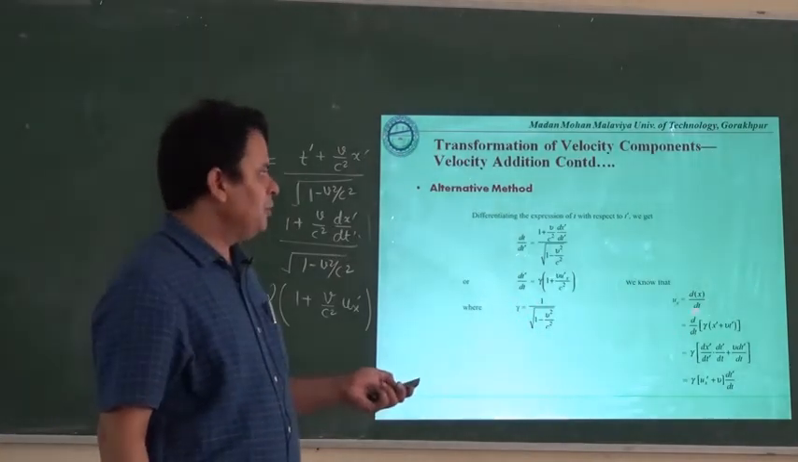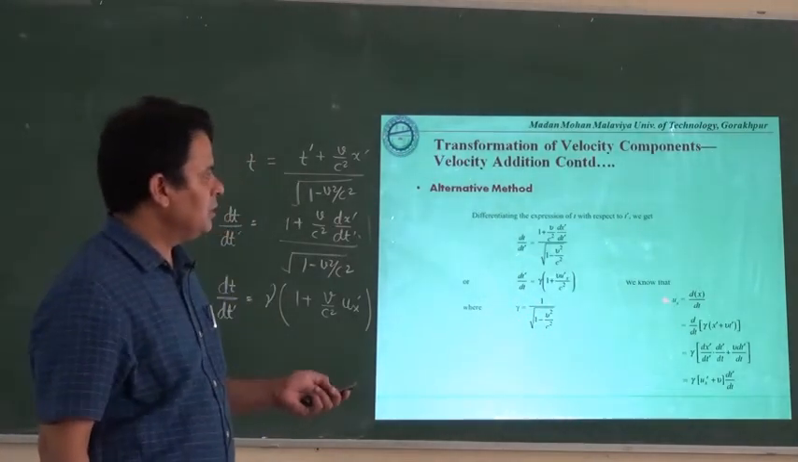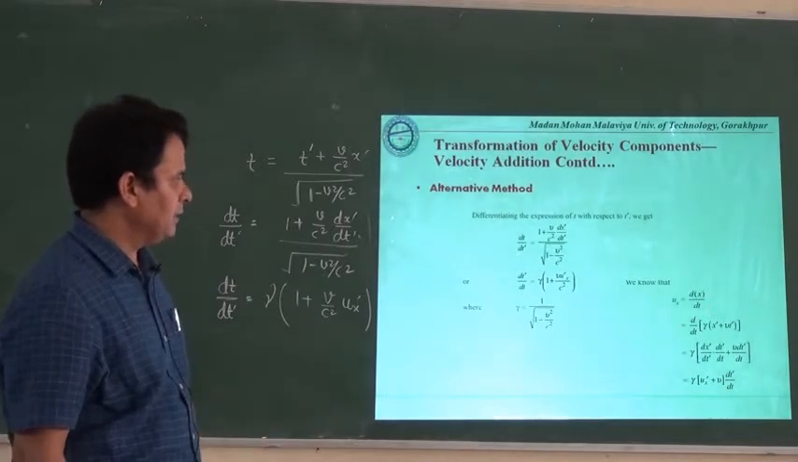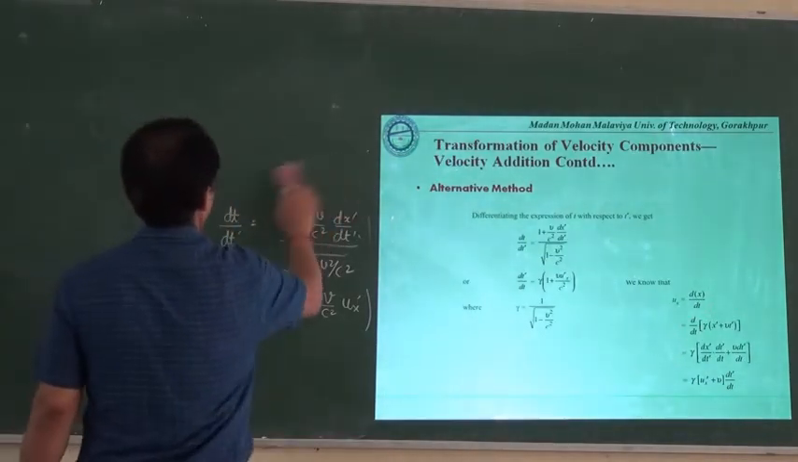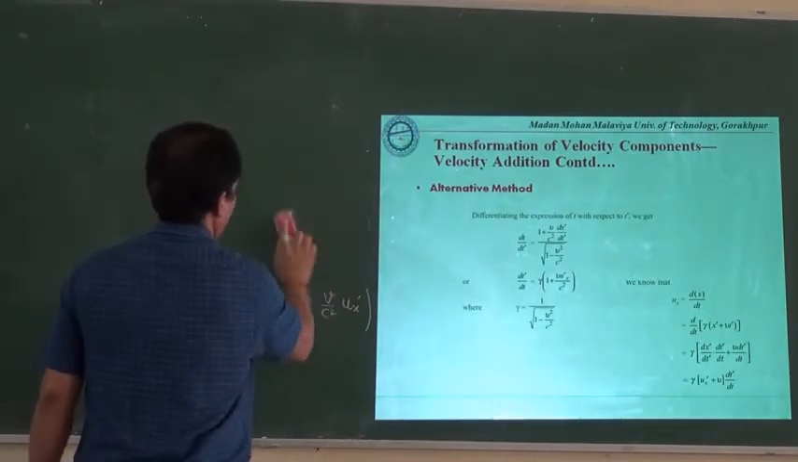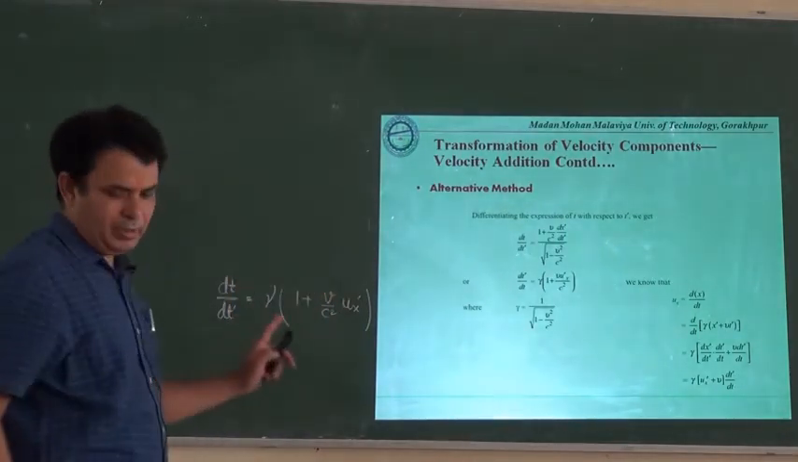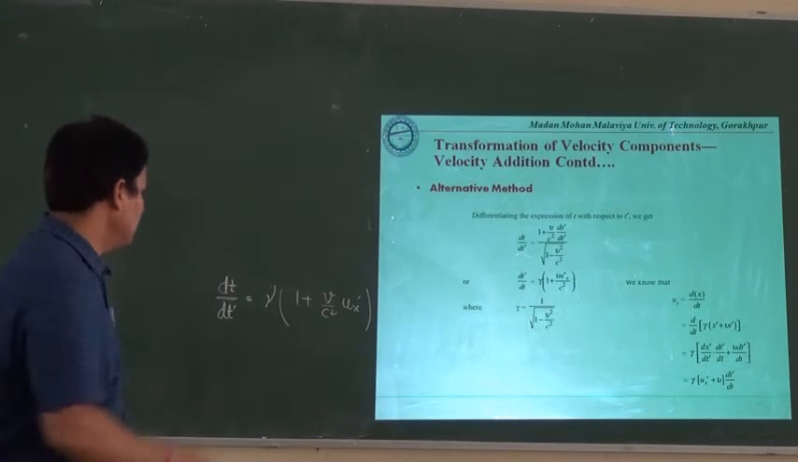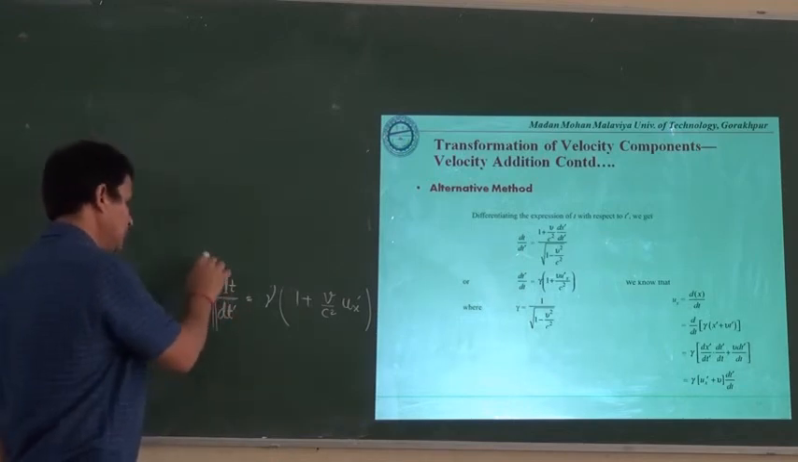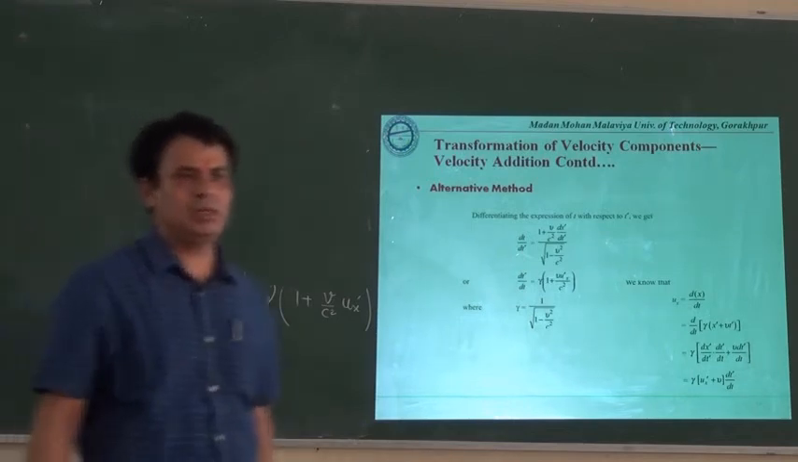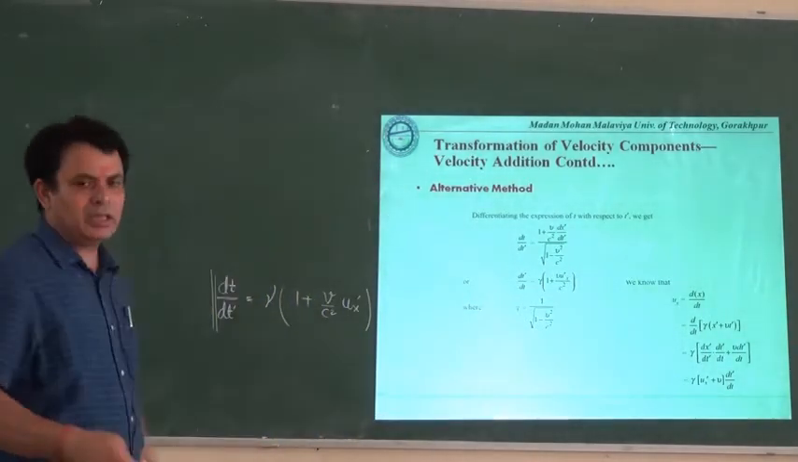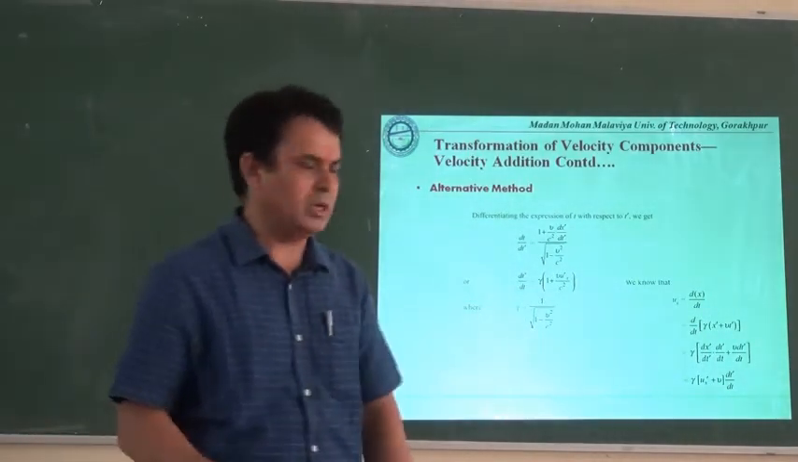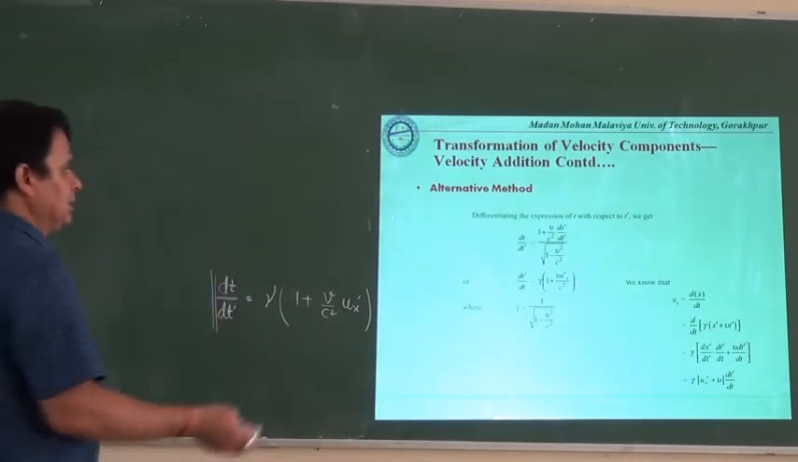What is the gamma value? Ux is equal to dx upon dt. We will write this value as such, because later on we will have the use of this expression. What is the value of dt upon dt dash? It will be required in the intermediate stage of our derivation for the x, y and z components.